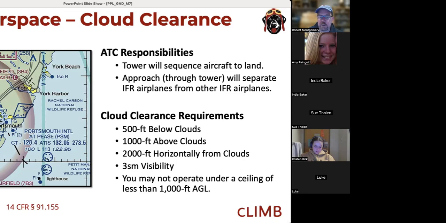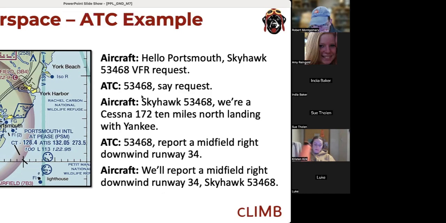So as far as your cloud clearance requirements go, remember, you are the one who's responsible for seeing and avoiding other aircraft. Therefore, you need to be 500 feet below the clouds, or 1,000 feet above the clouds, or 2,000 feet horizontally from the clouds, and 3 statute miles visibility. That's all that standard stuff. And because it's controlled airspace, you're not allowed to fly under a ceiling of less than 1,000 feet, which again we'll talk about when we get into special VFR.